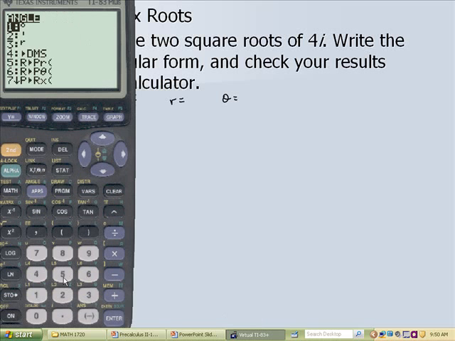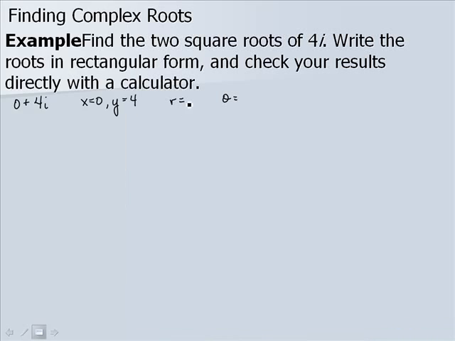So we'll do second apps 5 with 0 and 4. We get a value of r of 4. And we'll do second apps 6 with 0 and 4. And we get a value of 90 degrees. So we have 4 for r and 90 degrees. But let's convert this and change it to radians, and we'll do radians for this example. So this would be pi over 2.